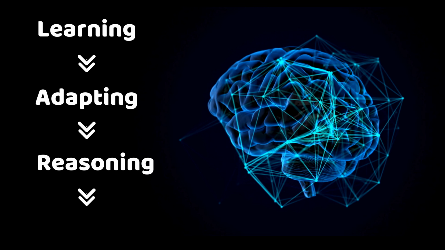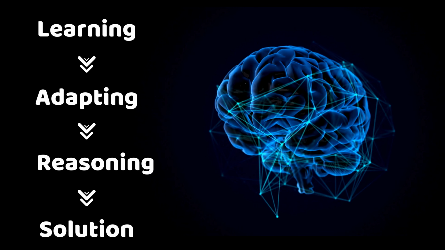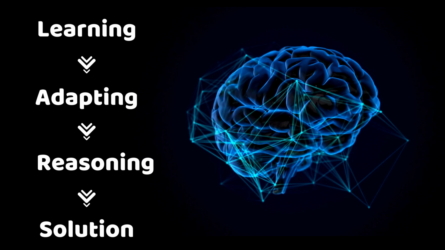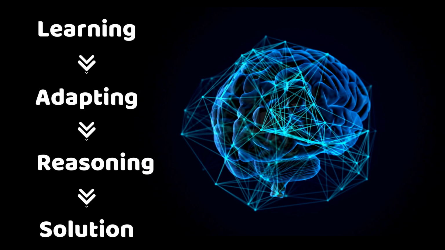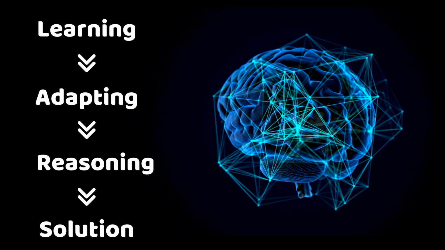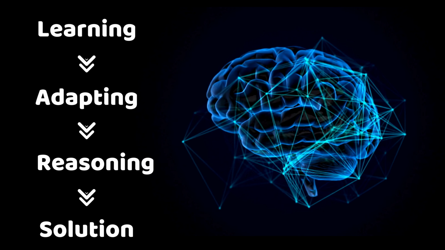To keep things simple, let's say intelligence is a stepwise process of learning, adapting, reasoning, and providing a solution. One uses the information from past experience to adapt in a new situation and tries to come up with a solution that is based on some reasoning. When you put these abilities in a computer machine successfully, that machine becomes artificially intelligent. And that is AI on a very basic level.